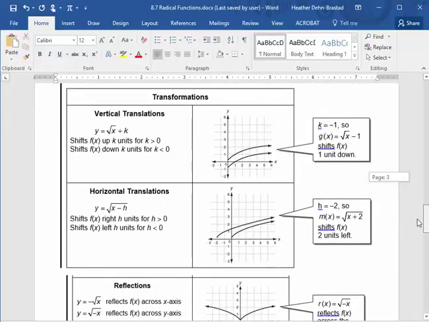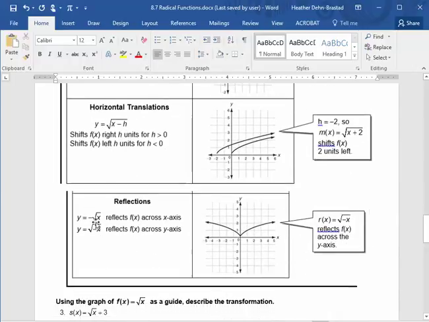Okay, and then I'm going to do another graph with Desmos practice. All right, so here's a little review of the transformations. If you add a number, you move it up. If you add a negative number, you move it down, or if you subtract a number. Horizontal translations, if you subtract a number from the x, it goes right. If you add a number to the x, it goes left. Reflections, if you take a negative in front of your square root, it'll reflect across the x-axis like we just looked at. If you put the negative on the x underneath the square root, then it reflects across the y-axis.